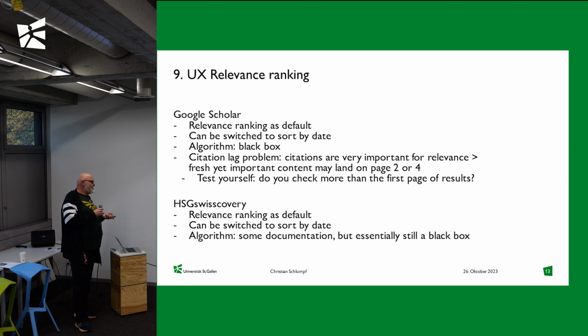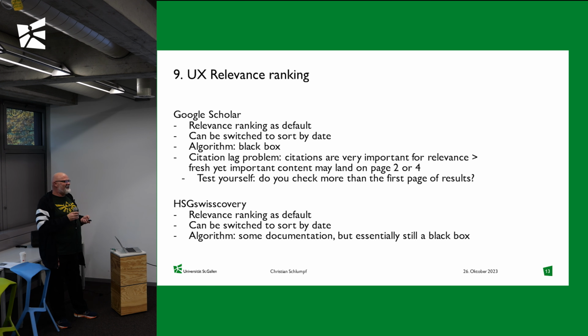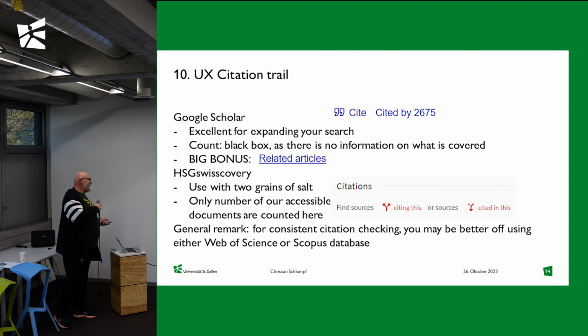HSG Swisscovery works along the same lines. It's relevance ranking. You can switch sorting by date. The algorithm, I read the documentation, and it's still a black box. There is many words, and you think you might get it, but you don't. Another feature that I want to point out, it's a citation trail. In Google Scholar, it's basically next to each document. Which documents are cited in this document, or how many times have other documents cited this?